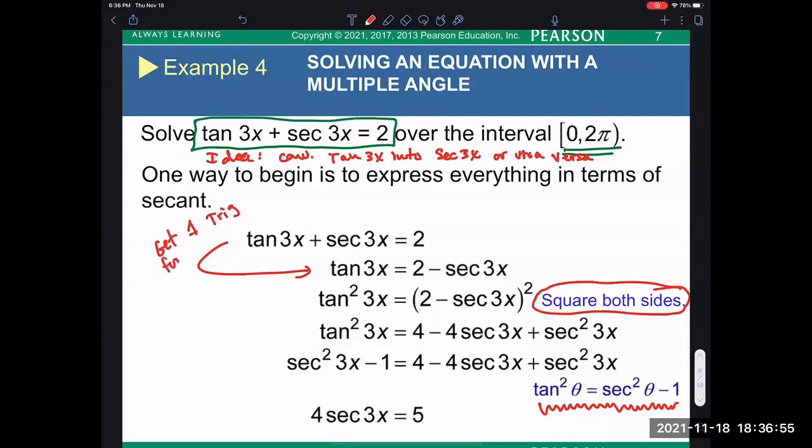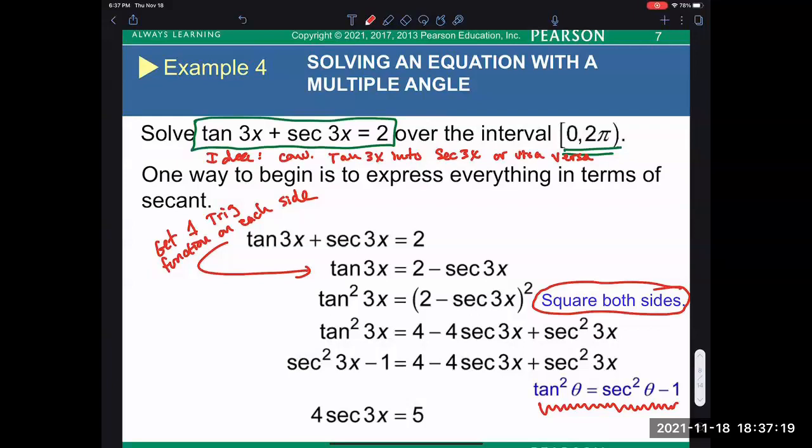trig function on each side. That's why they did that first step. They just do it. They don't really say why. It says one way to begin is to express everything in terms of secant. Why is that? Well, it's for when they square both sides. So when they do that, they get tan of 3x equals 2 minus secant 3x.